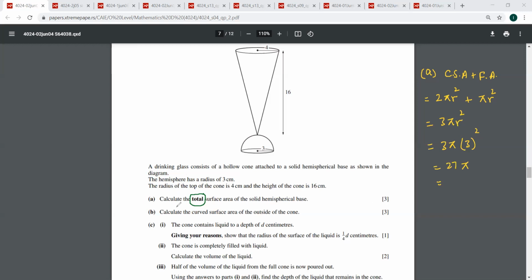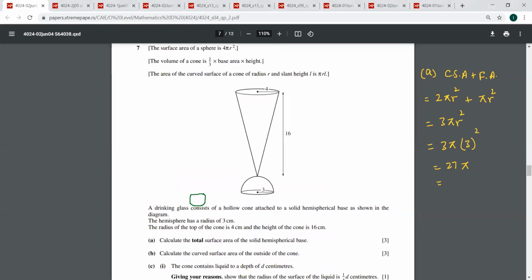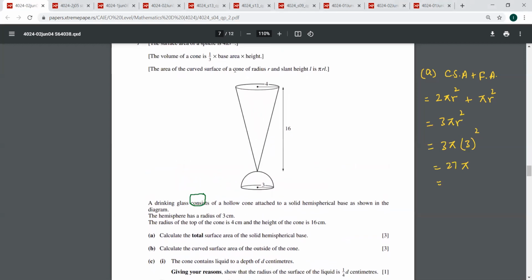Then it says calculate the curved surface area of the outside of the cone. Now remember, we are given the formula for the curved surface area of a cone, that is pi r l. So when you find this curved surface area of the cone, you must remember that if you draw it like this, there is a right angle triangle over here.